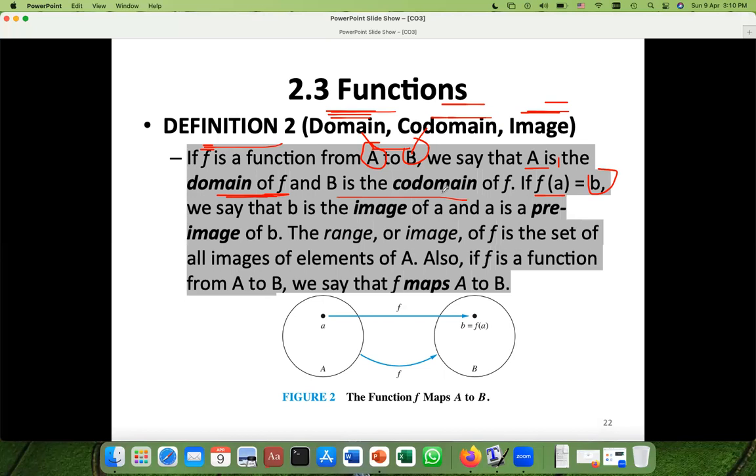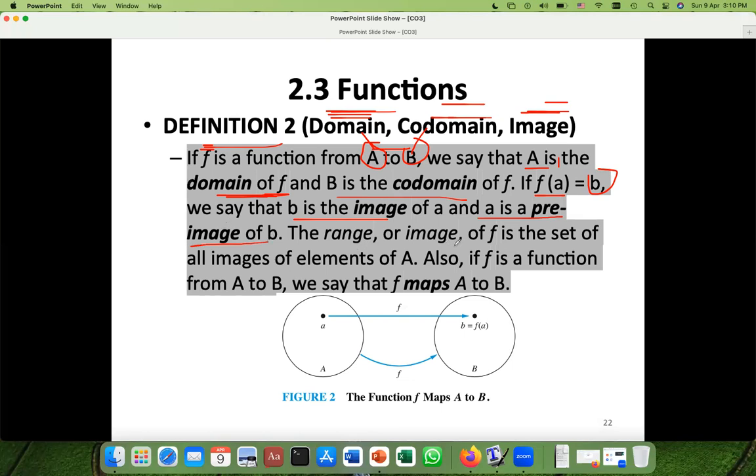And B is what? According to our previous definition, it is the image. The element that you are getting from set B is the image of the element of the set A. And A is what? It is a pre-image. Something before the image is called pre-image, nothing else, okay? An element before the image is called pre-image.